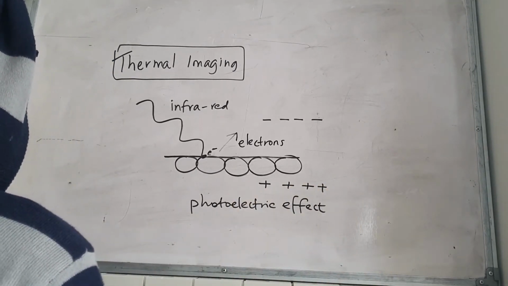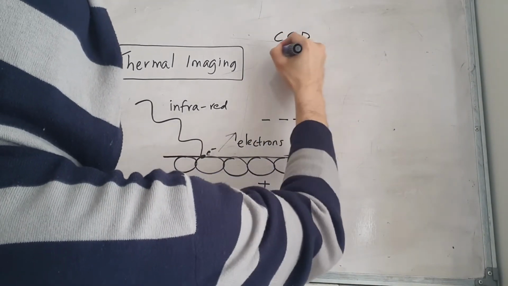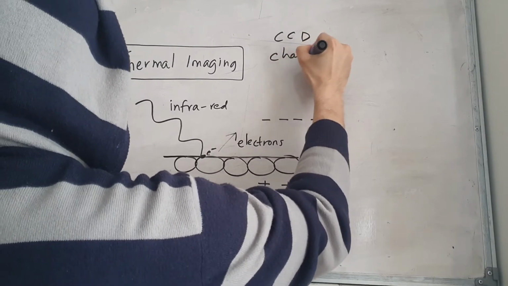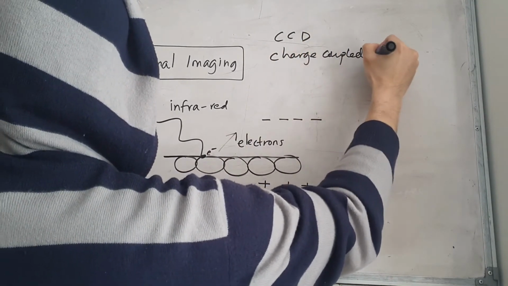Now, the reason why it's called a charge coupled device is because the charges are separated. So that is a CCD camera. The charges are separated from the electrons and the positive atoms remain at the bottom.